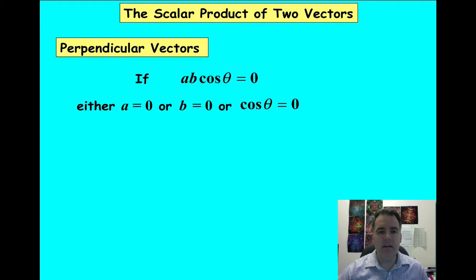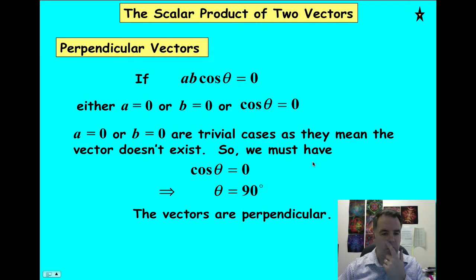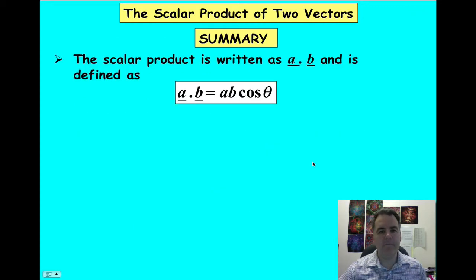As I've said, if the vectors are perpendicular to each other, in this formula cos of 90 degrees is equal to 0. So therefore, this whole thing, the dot product, is equal to 0. That's another important thing.